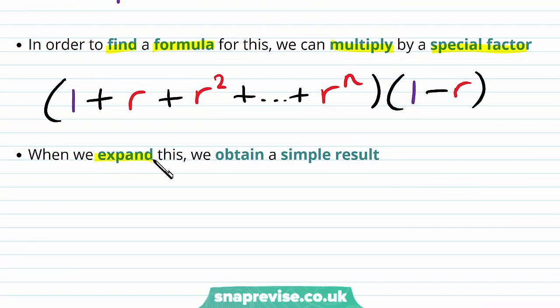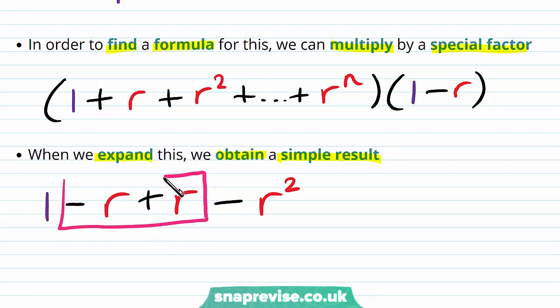When we expand this out, we obtain a simple result. So let's have a go at expanding this out. The 1 times the 1 gives us a 1. The 1 times the minus r gives us a minus r. And then we have the r times the 1, this gives us a plus r. And then we have the r times the minus r, this gives us a minus r squared. But the thing to start noticing is that some of the terms are starting to cancel out. Namely, so far, the minus r and the plus r. This cancels out to give us 0.